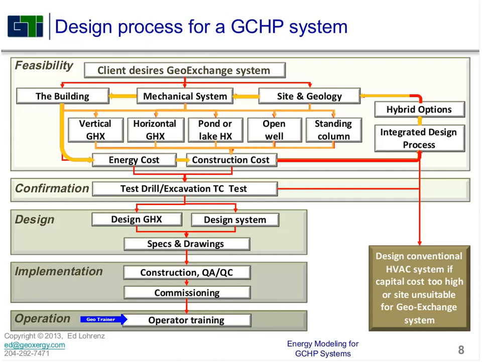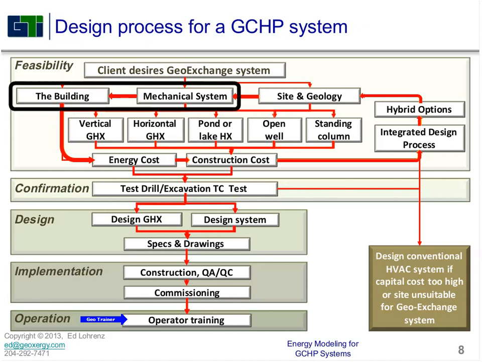So we'll go through a building probably half a dozen times, working in a really well integrated design process, till we finally get to the point where we can justify the cost that we're asking the client to spend. So today, what we're looking at are the building and the mechanical system, and how we can have an impact on both of those things to really optimize the size of the ground loop and optimize the efficiency of the system.